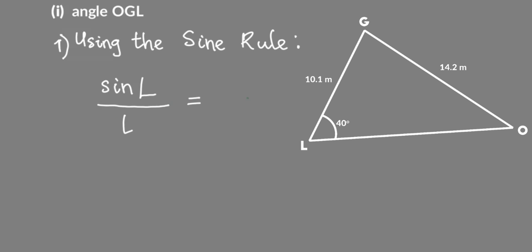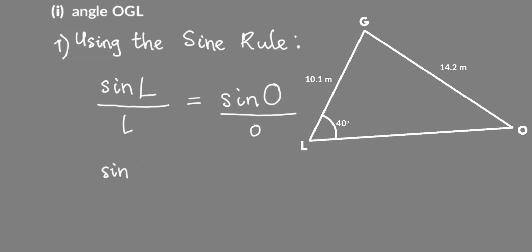Then we want to find the angle at O, so we should involve sine of that angle somewhere. And then the opposite side to O is going to be the lowercase o. Then we need to make this bigger O the subject of the formula. Or like most people would do, they'll just insert these values that we have.